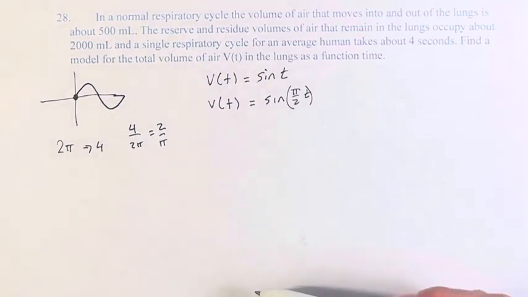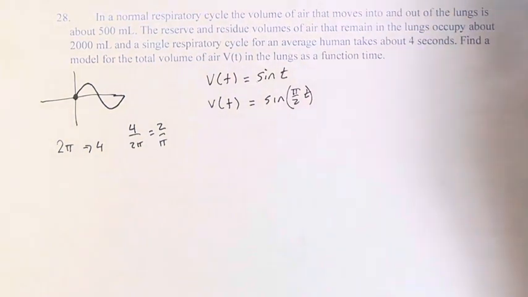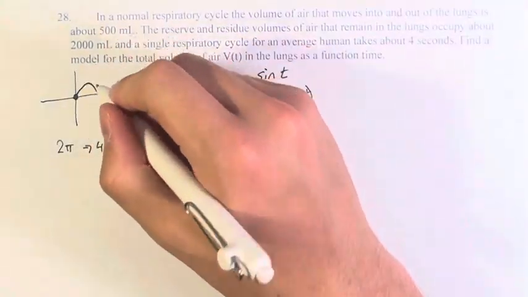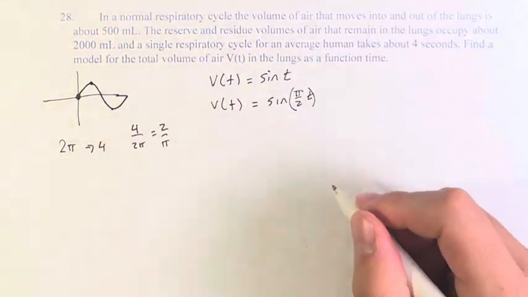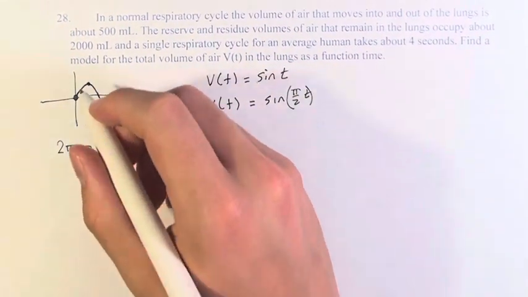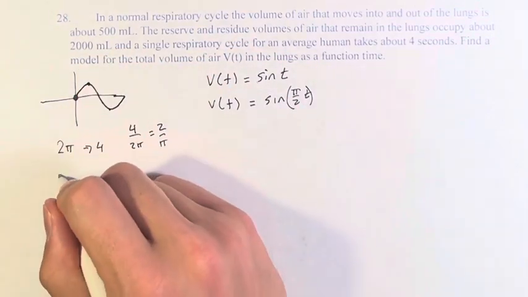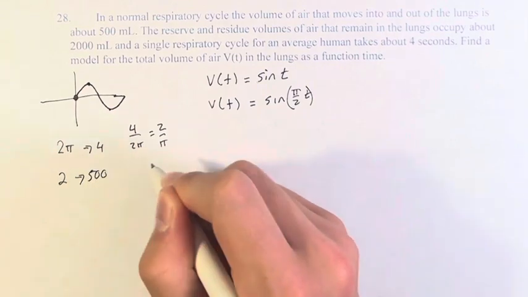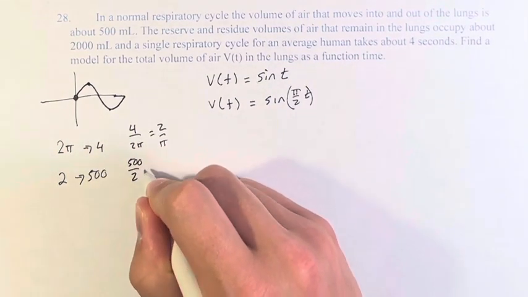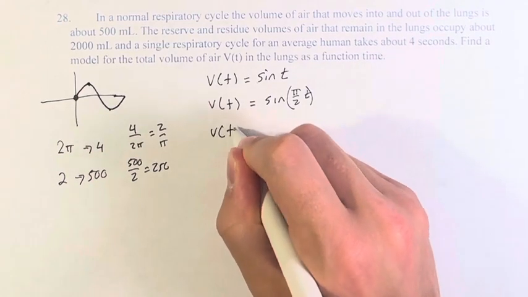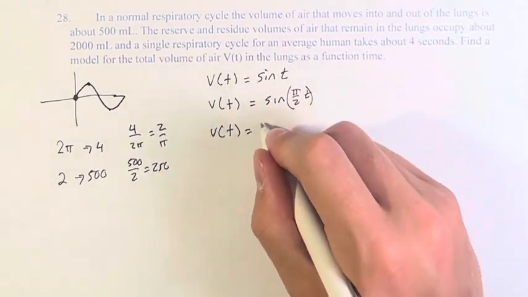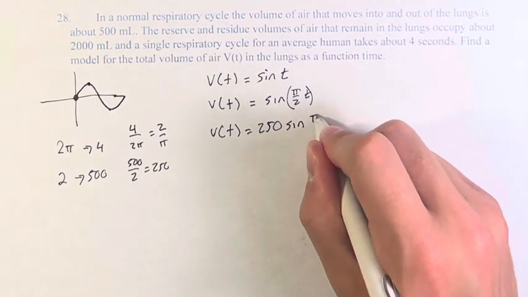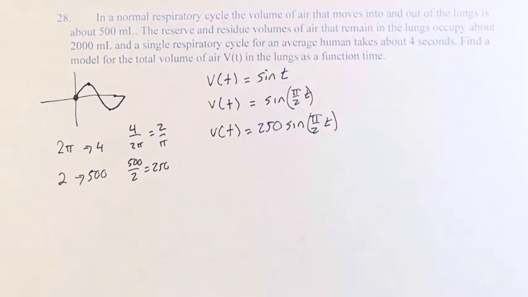Next, we have the degree of vertical stretching. So the volume of air that moves into and out of the lungs is about 500 milliliters. So that means the difference between the highest and lowest volume is about 500. The sine function in its usual state is from 1 to -1, which is a difference of 2. So we're going from 2 to 500. So we have to stretch it by a factor of 500 over 2, which is 250. And unlike a horizontal stretch, we don't have to flip the fraction. It's not 1 over 250, it's just 250 sine of pi over 2 t.